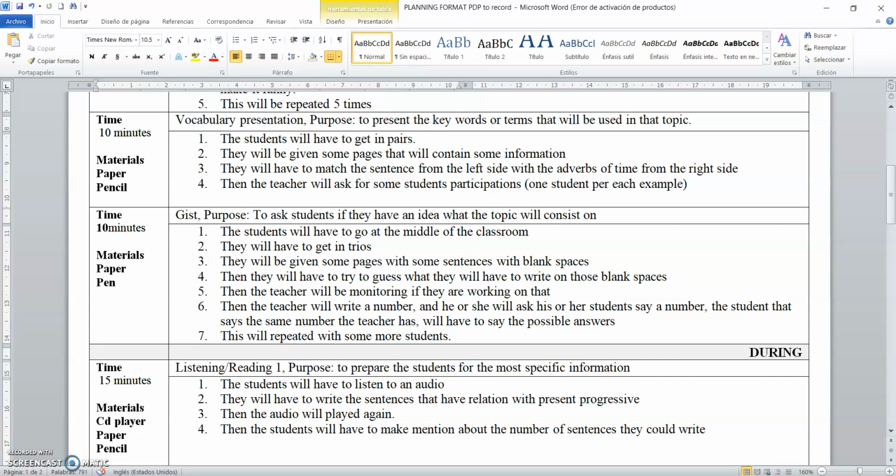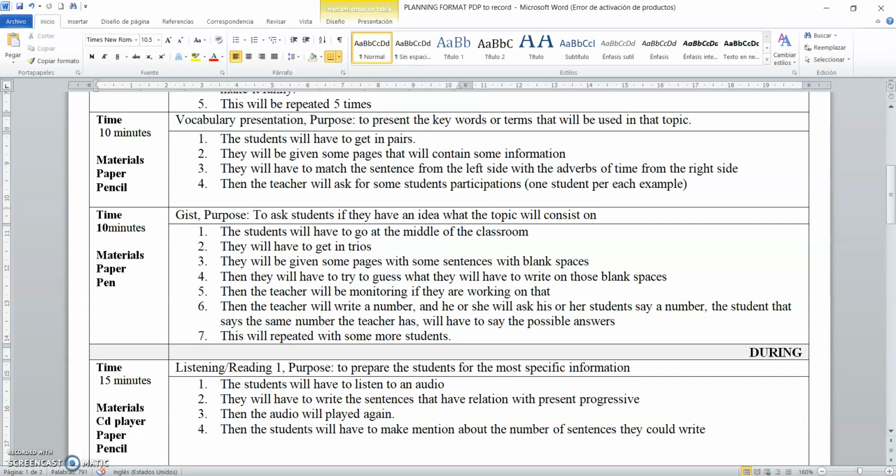So the other activity has 10 minutes, and the materials are paper and pencil or pen. It is called vocabulary presentation. Its purpose is to present the key words or terms that will be used in that topic. The students will have to get in pairs. They will be given some pages that will contain some information, and they will have to match the sentence from the left side with the adverbs of time.